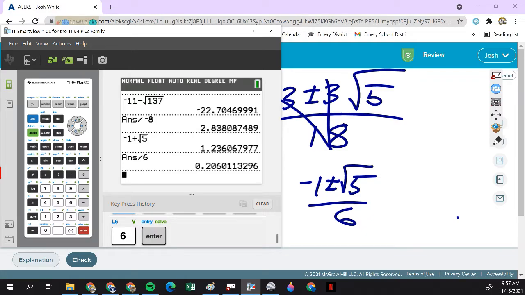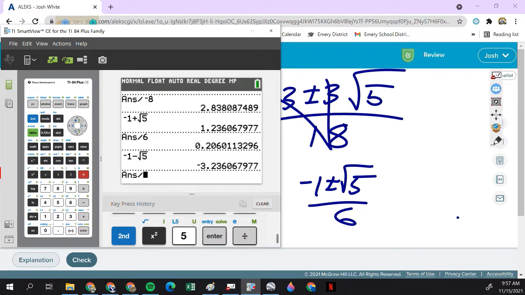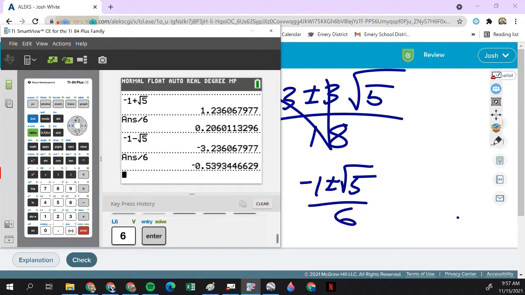And, well, this problem's not a throwing problem. So negative 1 minus the square root of 5, and then divide that by 6. The other answer is negative 0.53. Well, 0.54. So there are only 2 problems that you have to figure out today. 4.5. Get to work.